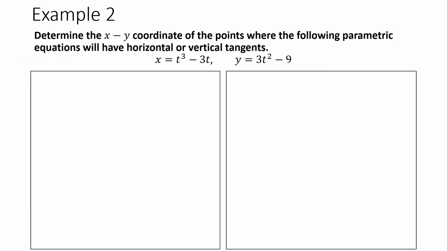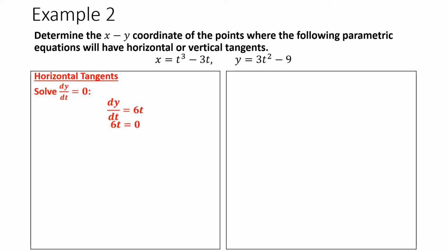All right, so again, in this example, they want us to find the horizontal and vertical tangents. They give us x equals t cubed minus 3t, and y equals 3t squared minus 9. So let's start with the horizontal tangents. For horizontal tangents, we need to solve dy/dt equals 0. dy/dt in this case is going to be 6t.